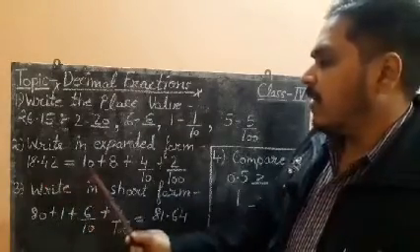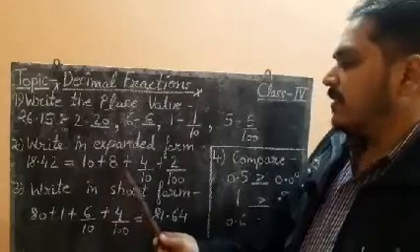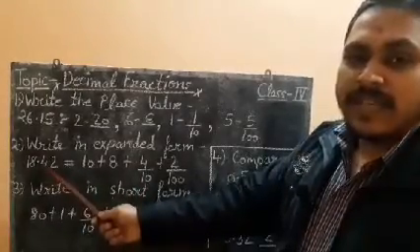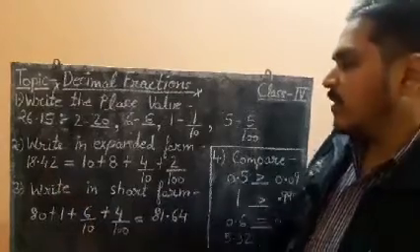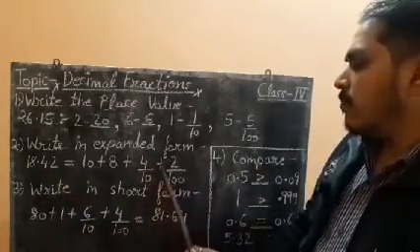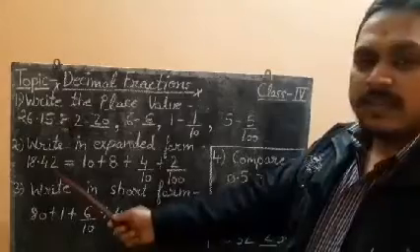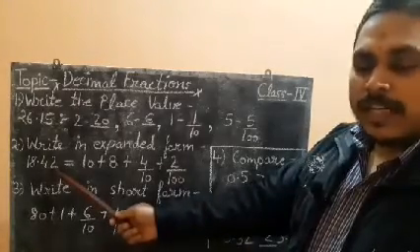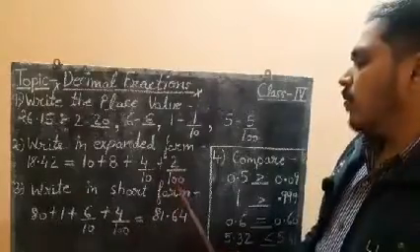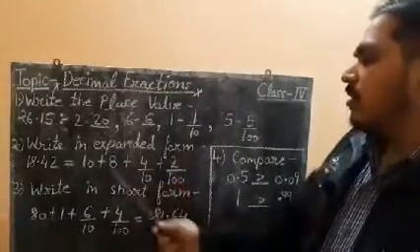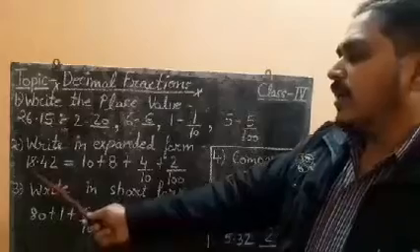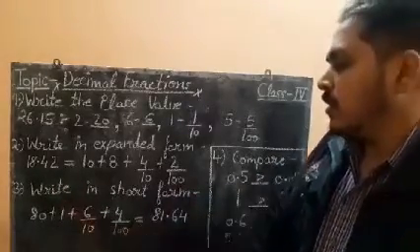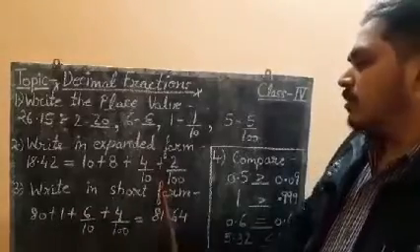So it will be 10 plus 8 plus after decimal 4, that is at the 10th place. So 10th place it will be 4 upon 10 plus 2 is at the 100th place. So 100th place is 2 upon 100. So it will be plus 2 upon 100. This is the expanded form of 18.42.